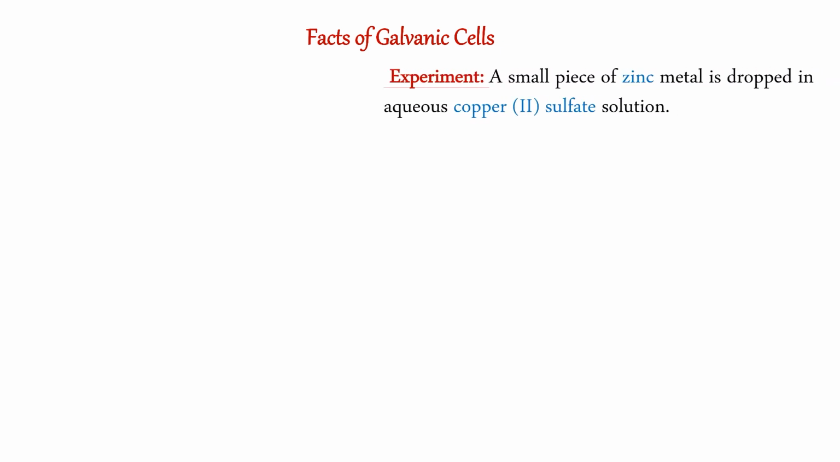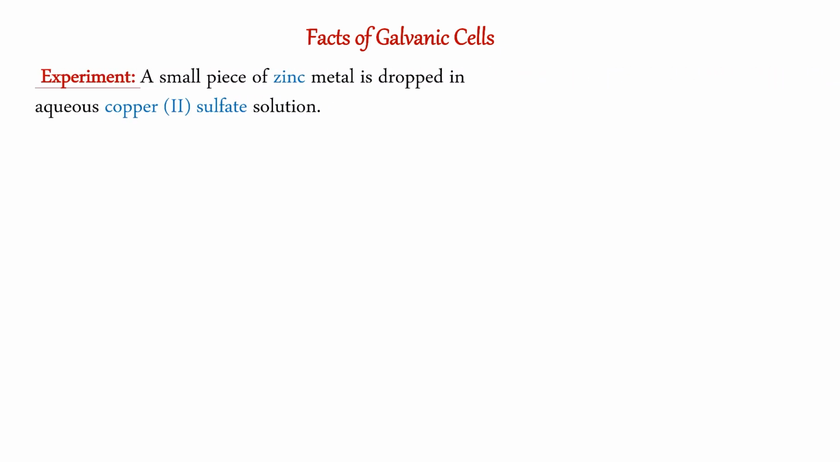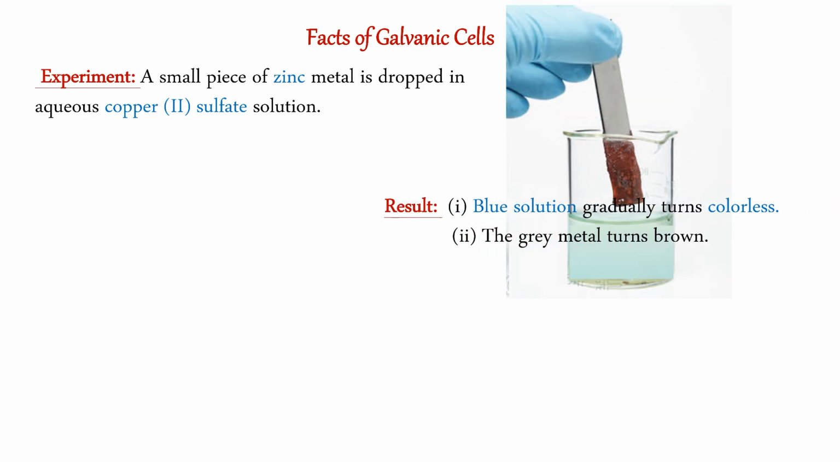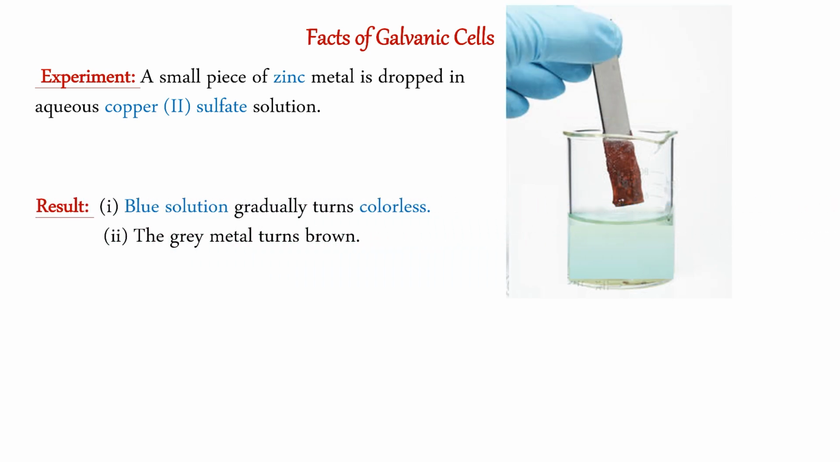Facts of galvanic cells. With an experiment, we can develop the facts of galvanic cell. The experiment is a small piece of zinc metal dropped in aqueous copper 2 sulfate solution. And after the reactions, you will get two changes. One, the blue solution gradually turns colorless, and two, the gray metal turns brown.